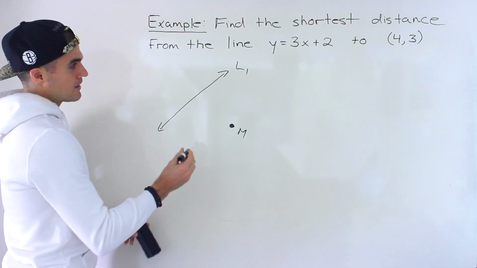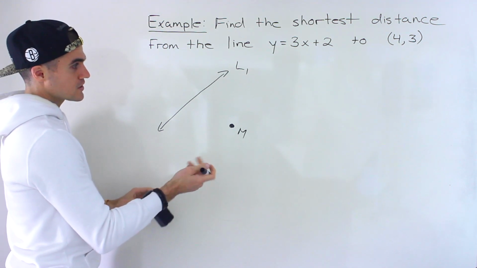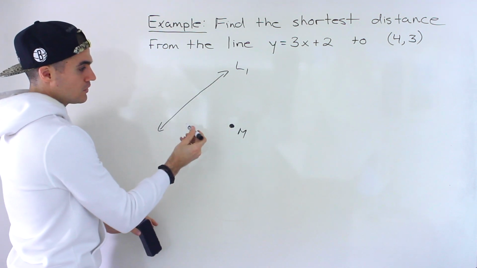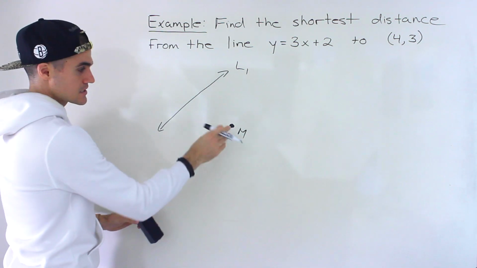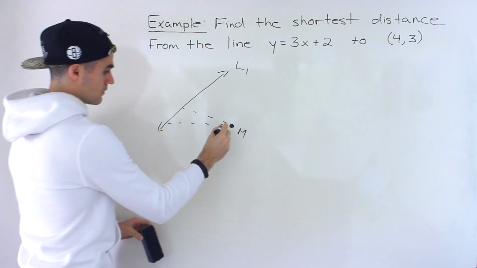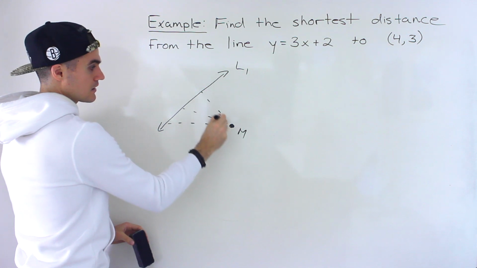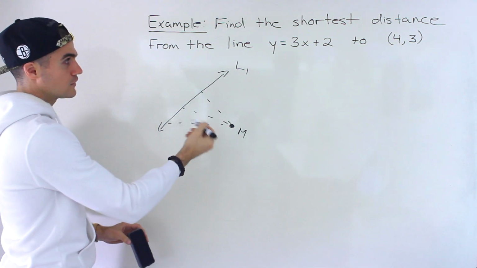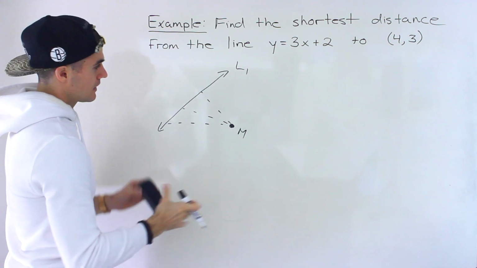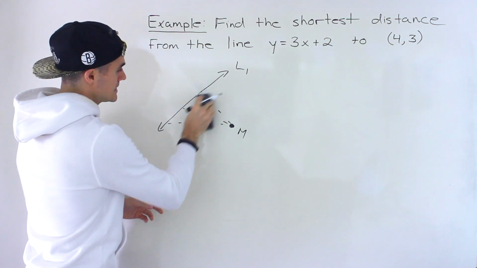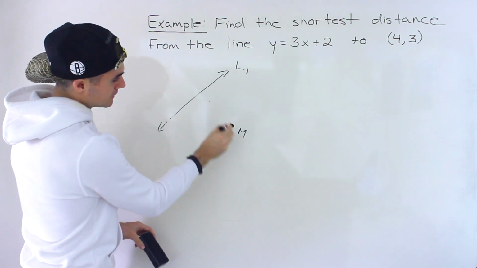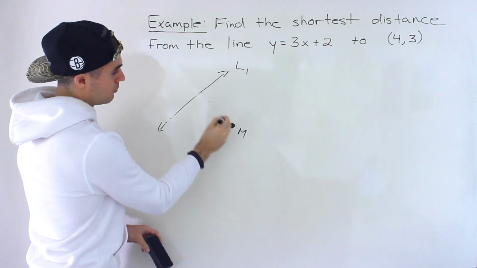So the question is, how do we find the shortest distance between a line and a point? If you notice, there's actually an infinite amount of distances from this point to this line, right? We can have a distance from here to here, or from here to here, all the way here. There's an infinite amount of distances, but there's only one shortest distance. And if you look at the diagram, the shortest distance is always going to be the perpendicular distance from the point to the line.